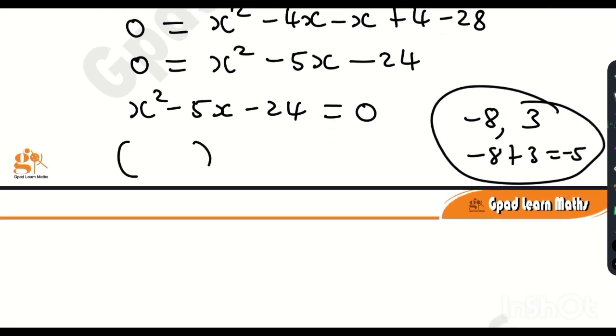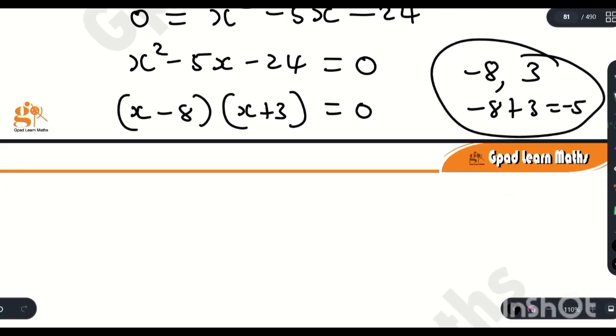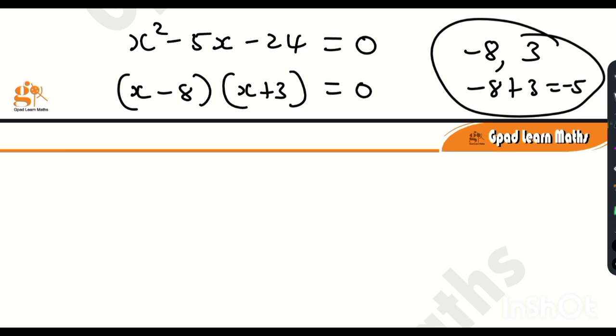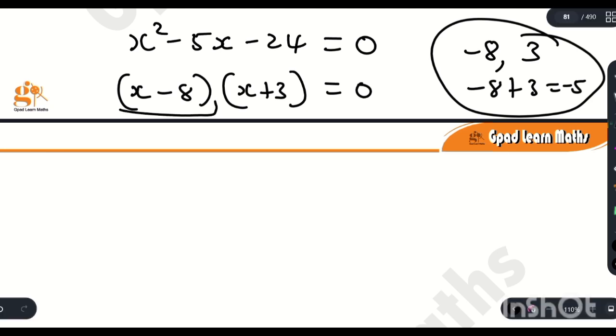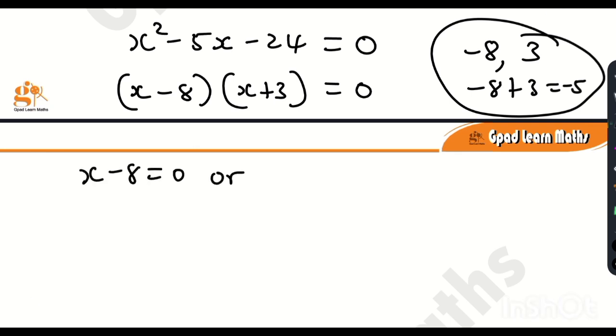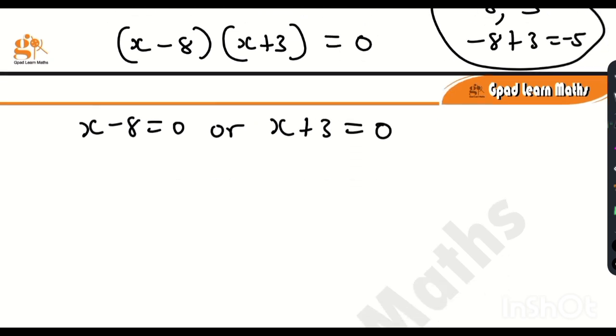So I open two brackets to hasten it up is equal to 0. I'll put x here and x here. So the two factors are what? Negative 8 and plus 3. So from zero product rule, since I have the product of these two factors here, x minus 8 and x plus 3, it means that x minus 8 is equal to 0, or x plus 3 is equal to 0, or both of them are equal to 0.